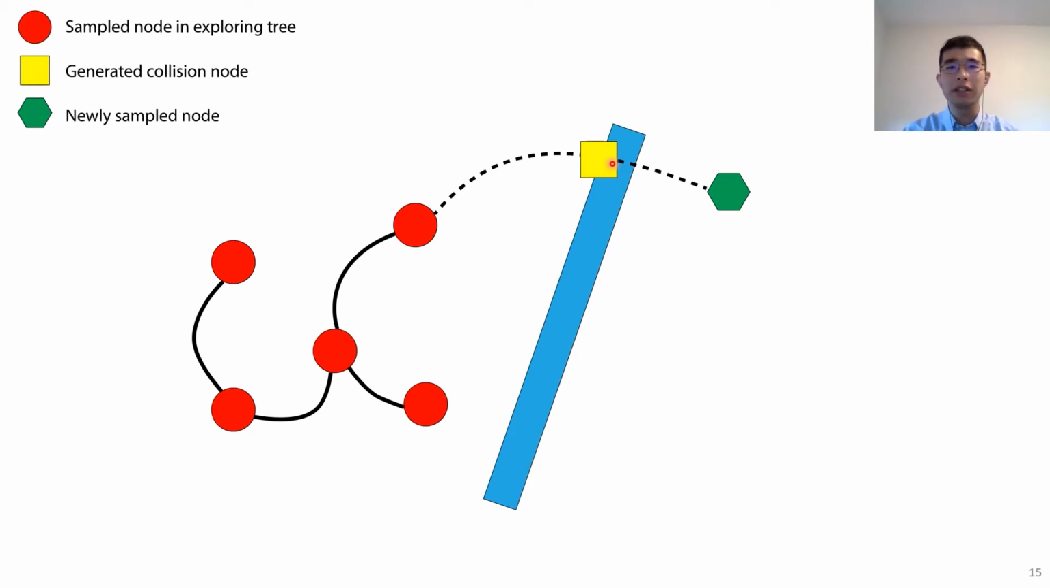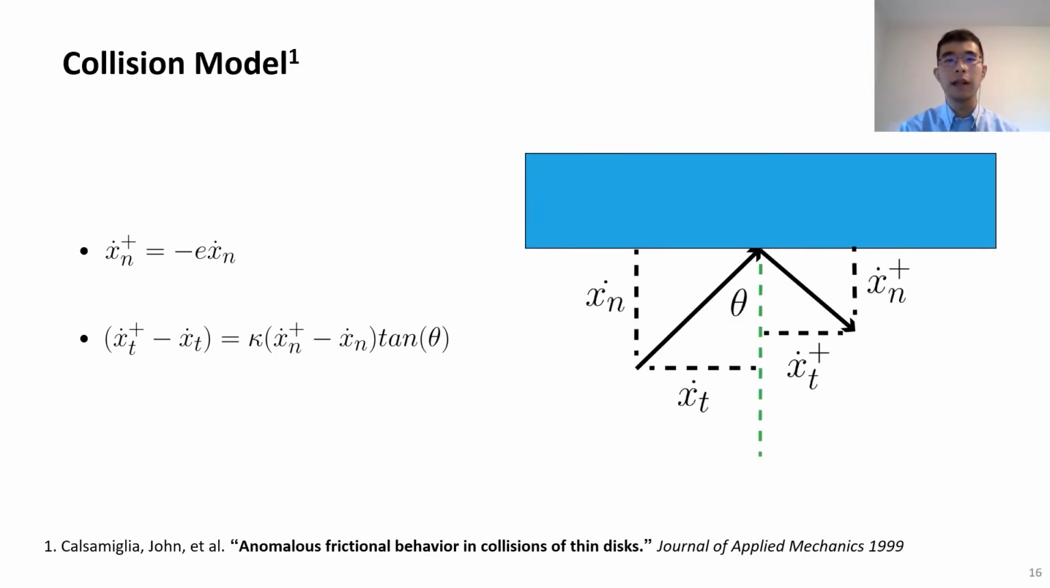Moreover, we will use the collision model to predict the state of the vehicle after the collision. Notice that the collision model is vehicle-specific and may be different for different vehicles. Here, we present the model we use to predict the behavior of the tensegrity aero vehicle. We predict the velocity component normal to the obstacle with a linear function, where E is the coefficient of restitution. Moreover, we predict the ratio between the tangential impulse and the normal impulse to be proportional to the incidence angle, like theta on the graph.